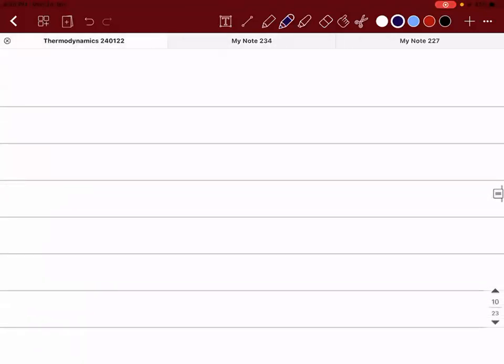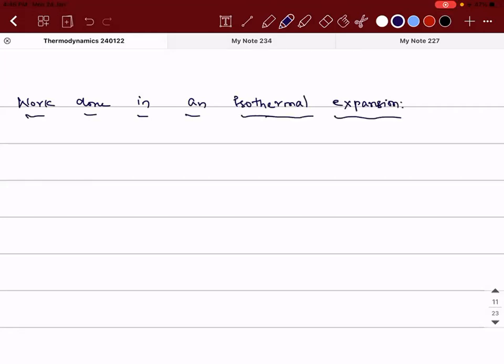This will be the last concept for the day, that is work done in an isothermal expansion process. So we are going to discuss what is the work done in an isothermal expansion process.